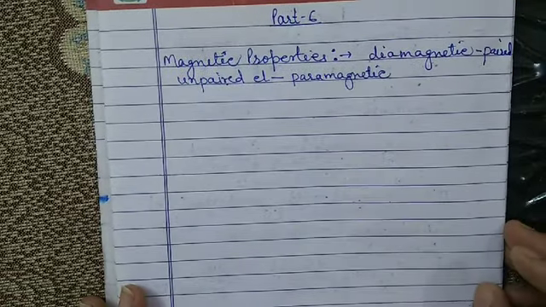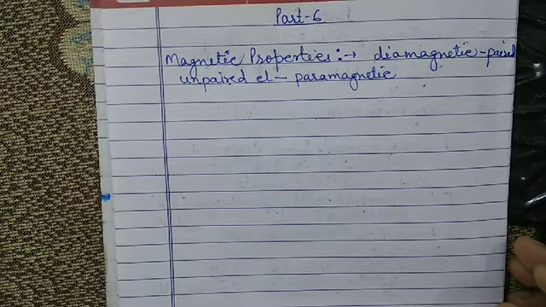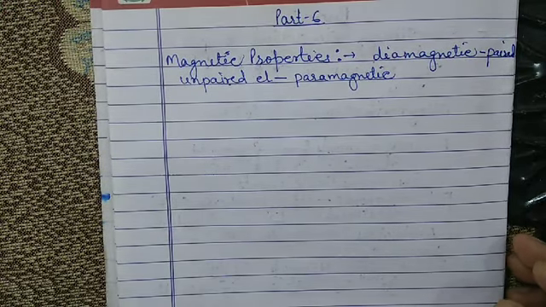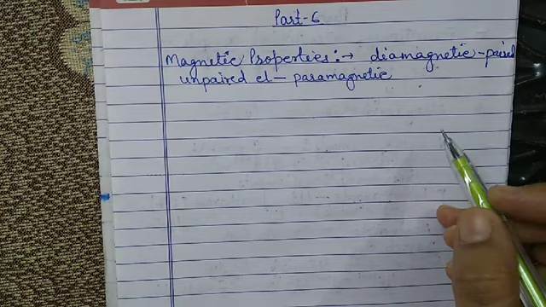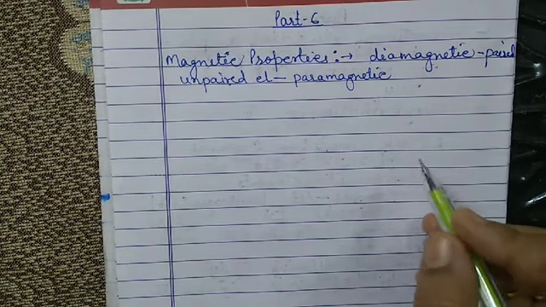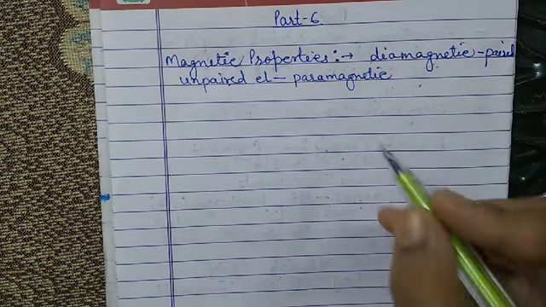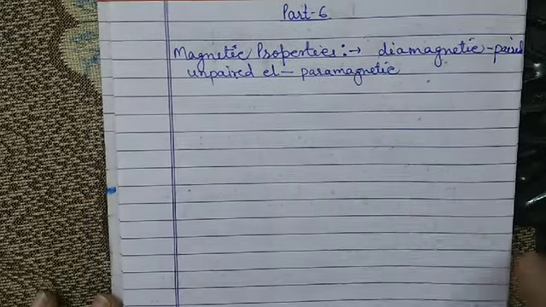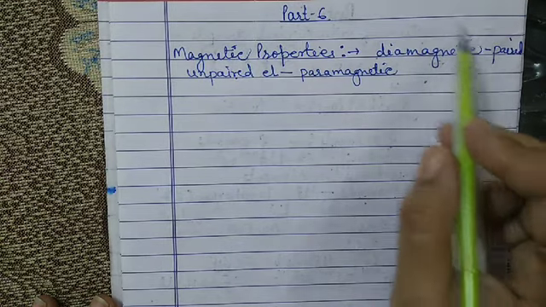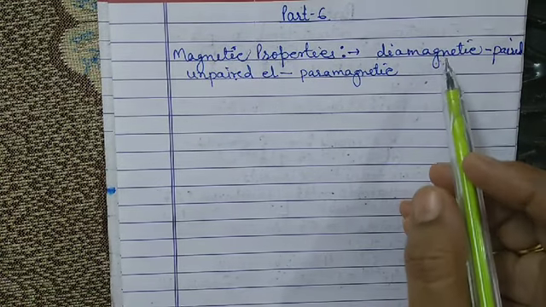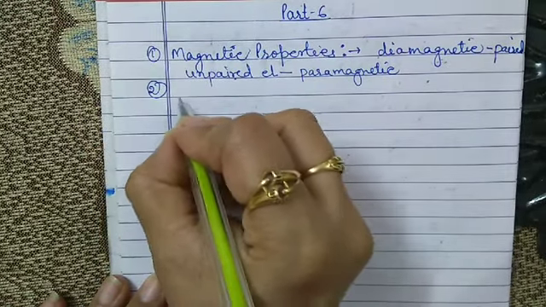Among the trivalent lanthanoid ions, lanthanum, which has the 4f0, and lutetium, with the 4f14 electronic configuration, are diamagnetic. All the other trivalent lanthanoid ions are paramagnetic because they have unpaired electrons. Those which contain unpaired electrons are paramagnetic, and those which have paired electrons are diamagnetic.